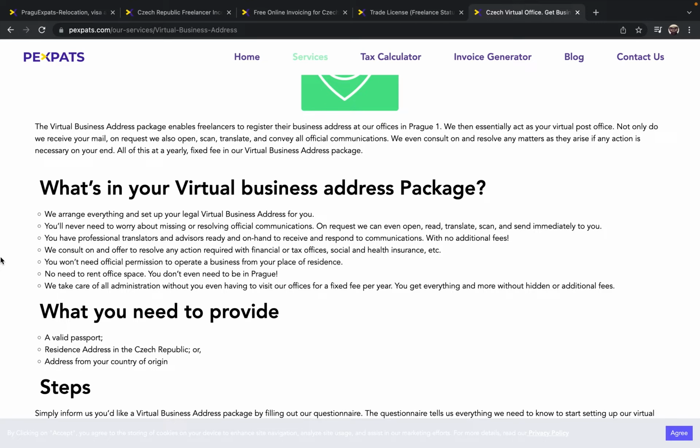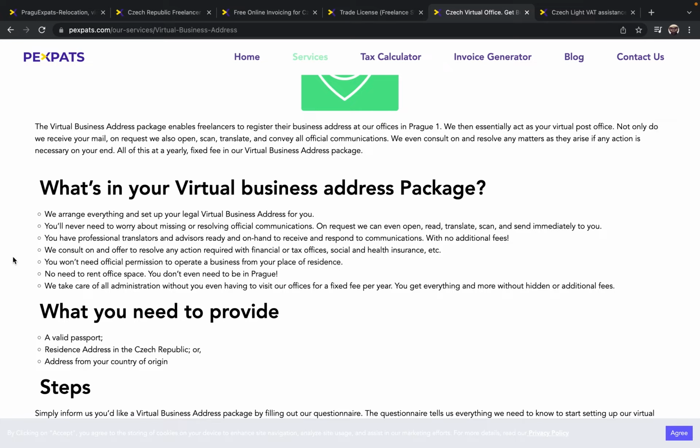Then, when authorities send letters or attempt contact, we'll notify you they have arrived and can even open, read, translate, scan, and send documents to you if you'd like. If any action is required on your end, we can offer solutions to ensure everything is handled easily and in timely fashion. The price for our virtual office services is paid once per year, and it comes at a fixed fee of 6,300 Czech crowns.